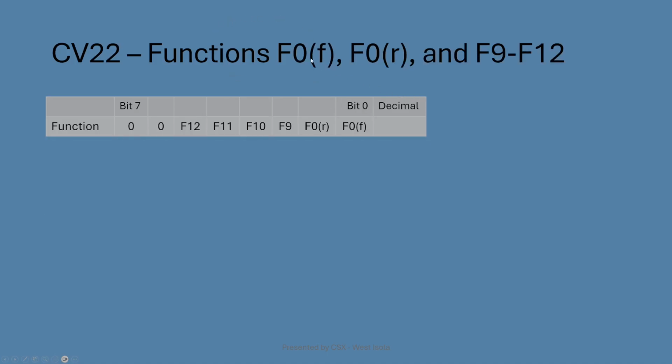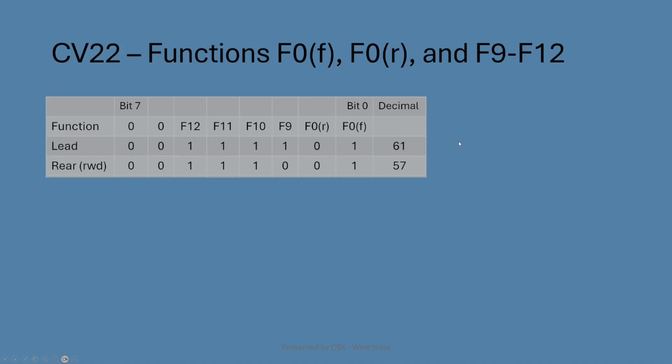CV22 controls whether it responds to the front headlight, the rear headlight, and F9 to 12. And again, we've got the same thing, 8 bits, and a decimal equivalent. So our lead loco, notice bit 7 and bit 6 are always 0. Then I decide what do I want it to react to. So in this instance, I want it to react to 9, 10, 11, and 12. I don't want it to have the rear headlamp on, so I don't want it to react to that. So I put that as a 0, but I do want it to run the front headlamp because it's my lead loco. So again, 61 is the decimal equivalent.